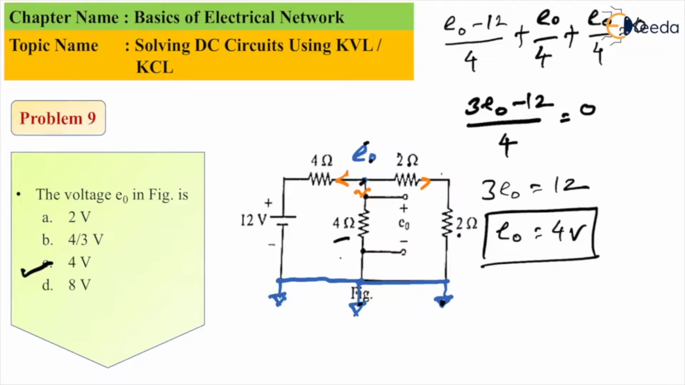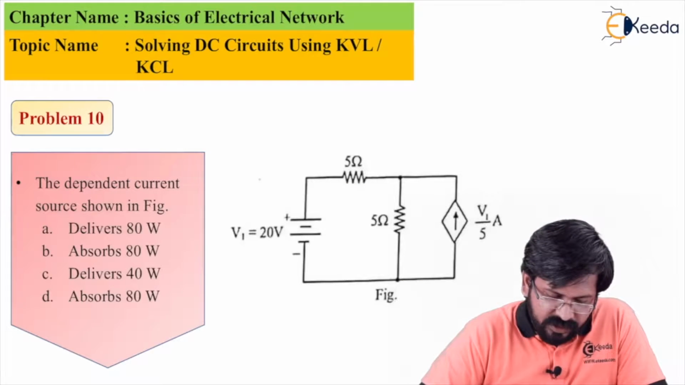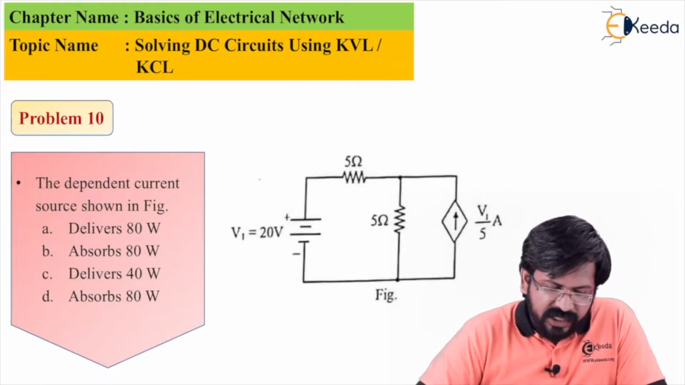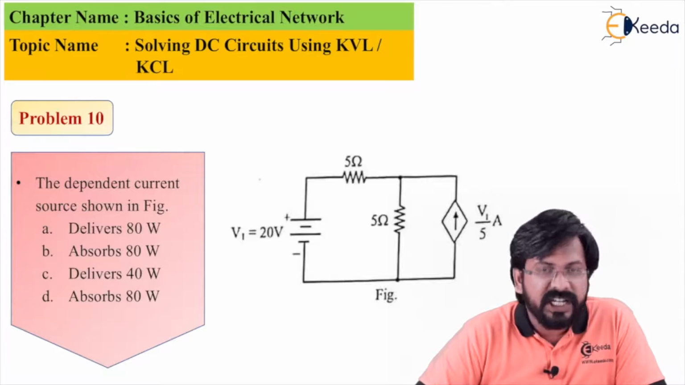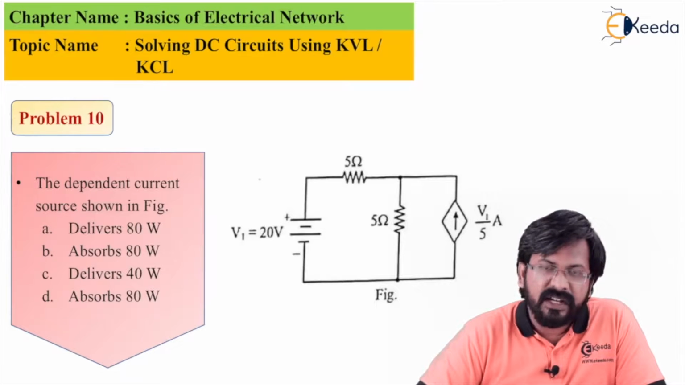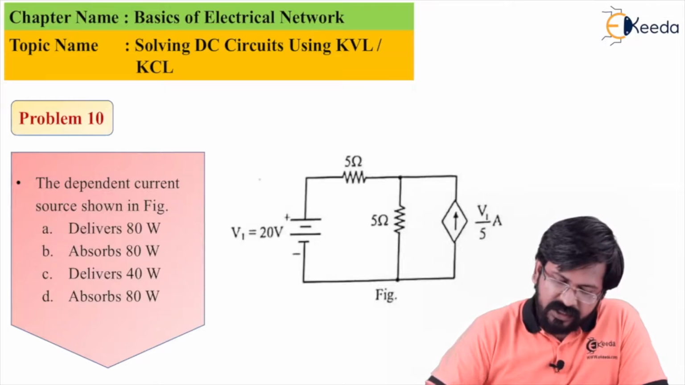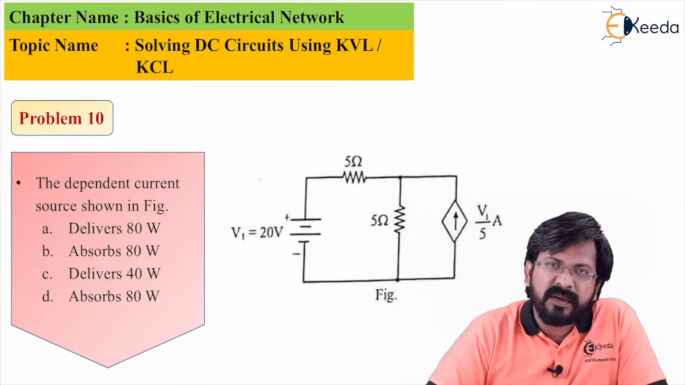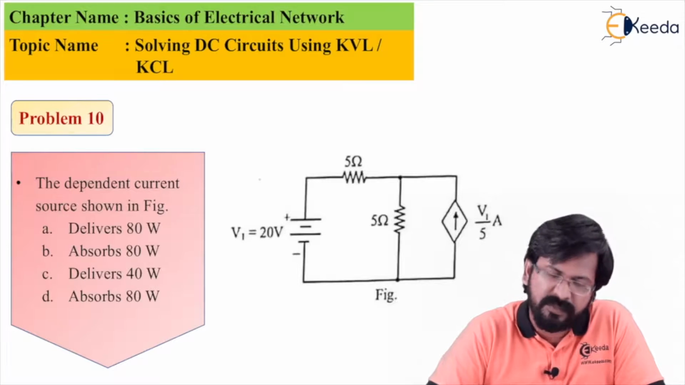Let us go to the next problem. Let us start with problem number 10. They say that the dependent current source as shown in the figure delivers 80 watt, absorbs 80 watt, delivers 40 watt or absorbs 80 watts. To understand this problem, I want all of you to first understand the basics behind this. So let us understand the concept behind this problem and then we will get back to the same problem.